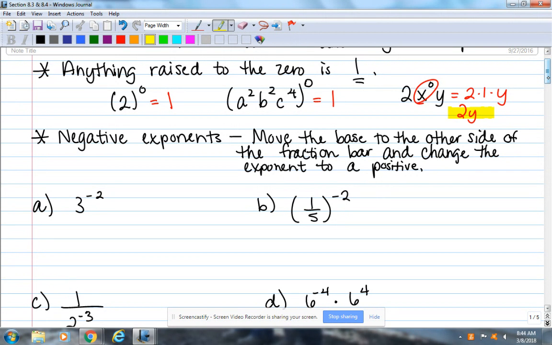Now, you might be saying, like, problem A is not a fraction. Technically, everything's a fraction. So we can put that over what? 1, okay? So it's in the numerator, right? So what we're going to do is we're going to pull it to the denominator and make it positive. So put a 3 squared on the bottom. Now, can you leave an empty numerator? No. What do we put there? A 1. And then you just evaluate 3 squared. And what's 3 squared? 9. So it's 1/9. 3 to the negative 2 power simplifies to 1/9.